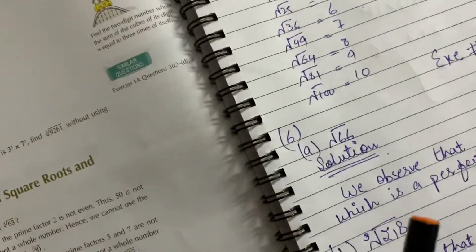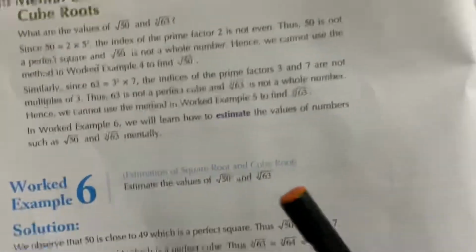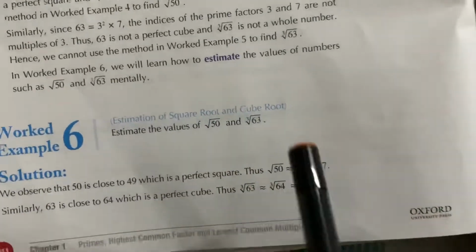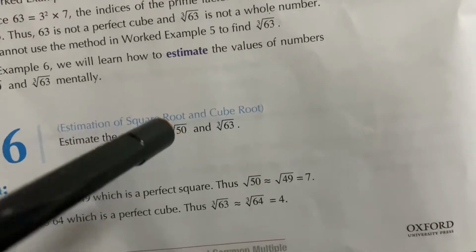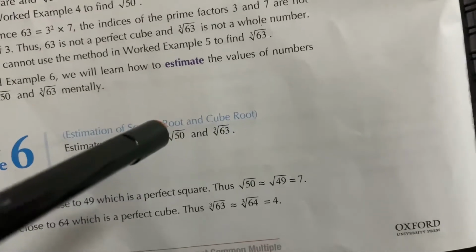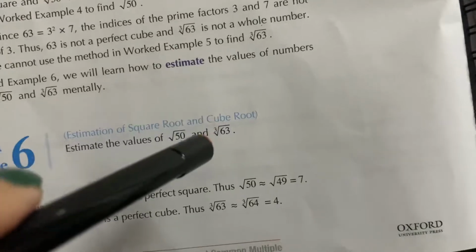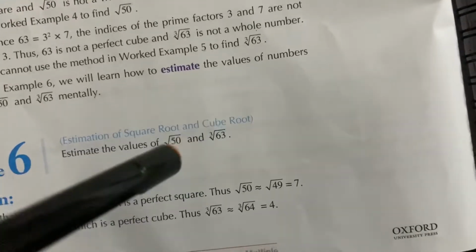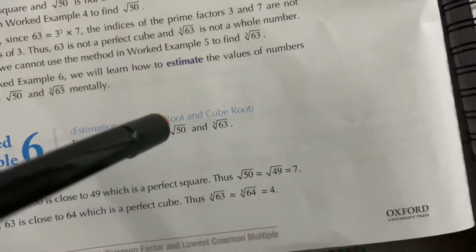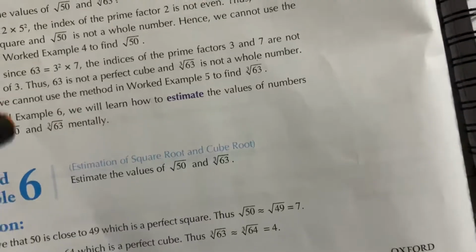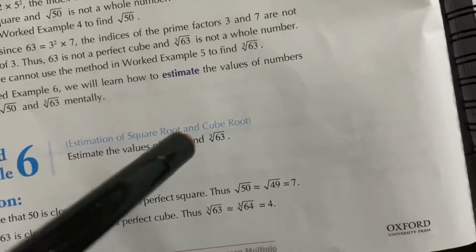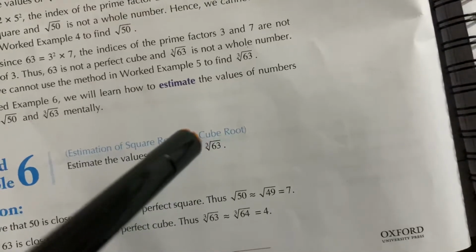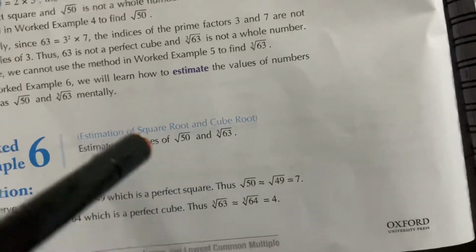We have example 6, in which we can see that we have numbers like 50, which is not a perfect square, and 63, which is not a perfect cube. So how would we find it? Estimate the values of square root of 50 and cube root of 63. Come to the solution.